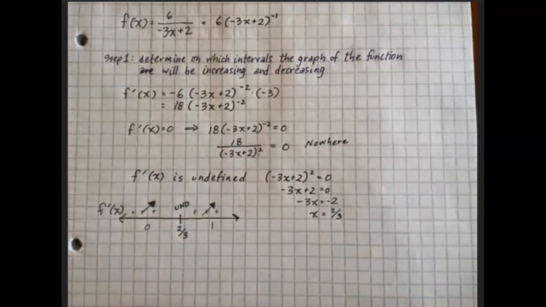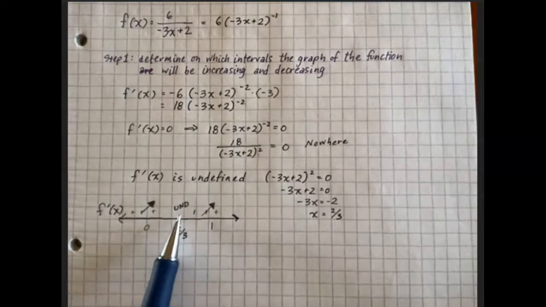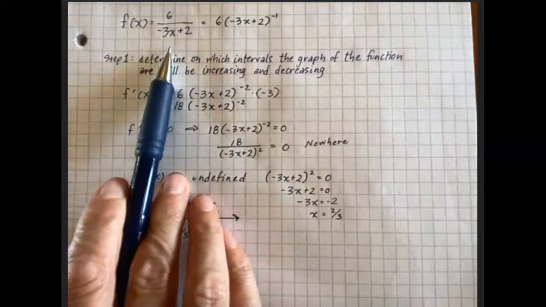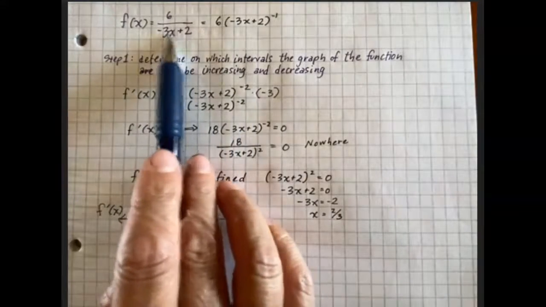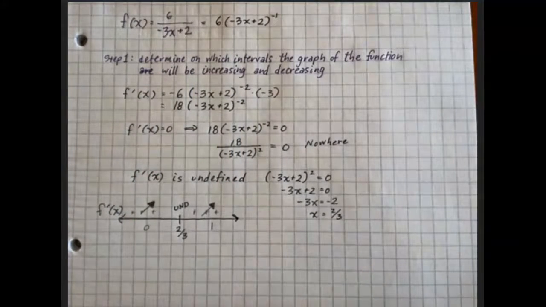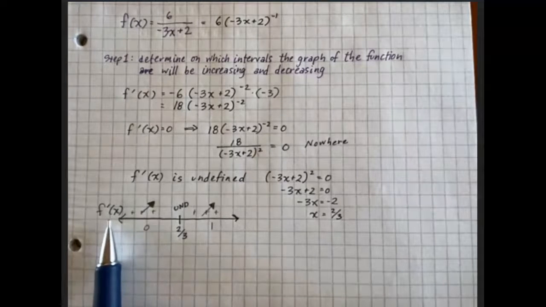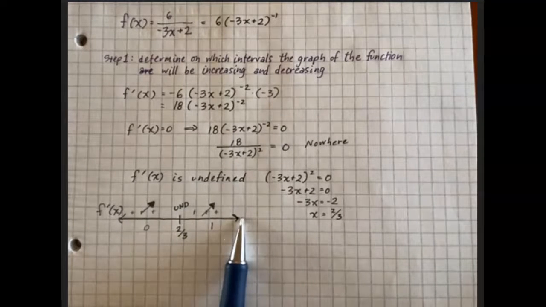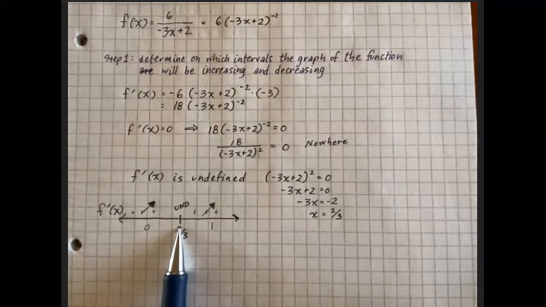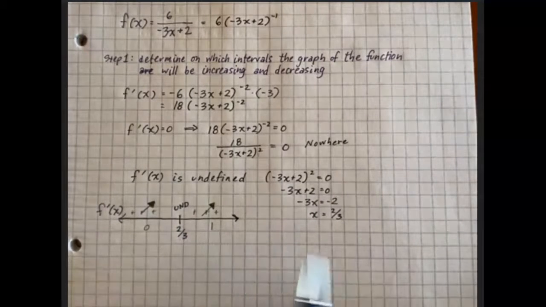Okay. So the function's increasing everywhere, except that it's undefined at 2/3. And in fact, if you look at the original function, at 2/3, we're also going to have 0 in the denominator. So the function itself is undefined at 2/3. So we can't say the function's increasing from negative infinity to positive infinity. We have to say it's increasing from negative infinity to 2/3, which is where it's undefined, and then again from 2/3 to infinity.